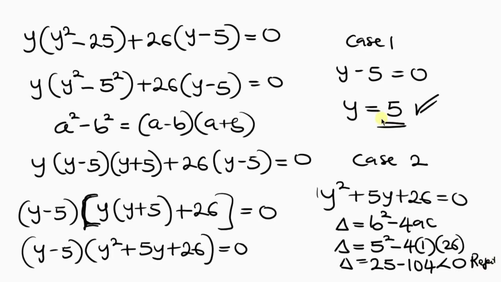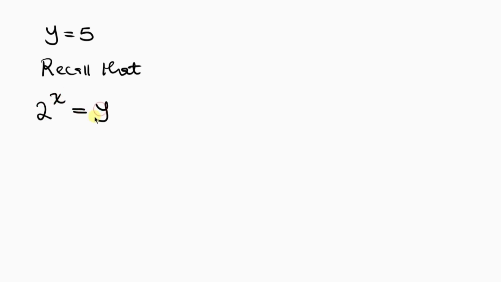So now let's move ahead to get our value for x. So the only value for y that we're using is y equal to 5. Now let's recall from our substitution that we said let 2 to the x be equal to y, right? Very good. Now our next step will be for us to substitute the value for y. So we have 2 to the x equal to 5. So I'm going to be putting 5 there.